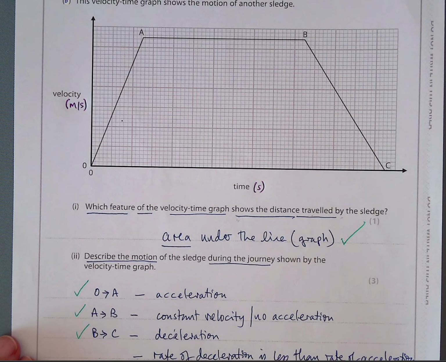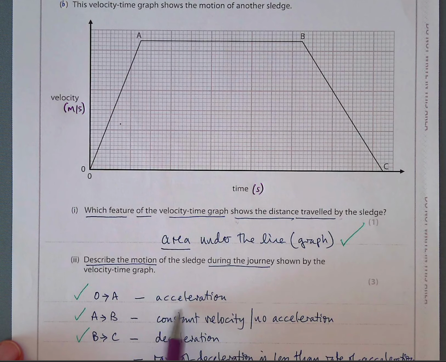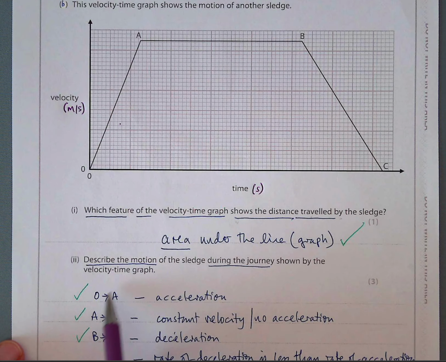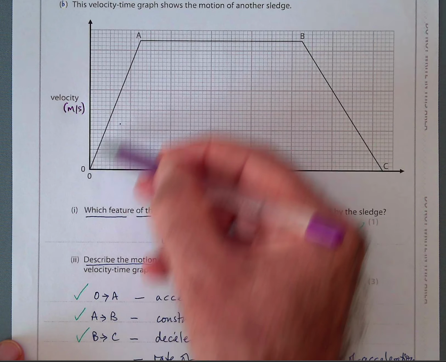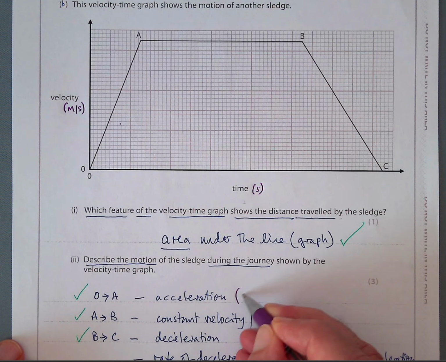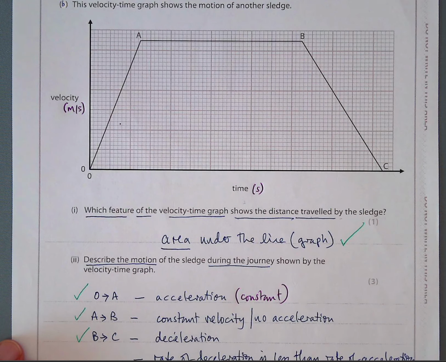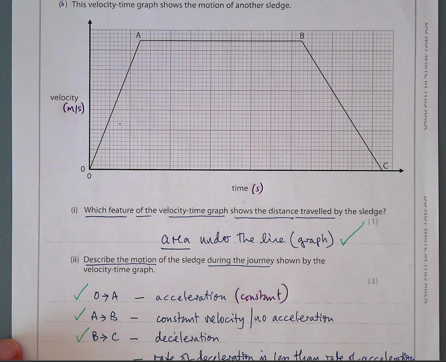Okay. Then from O to A, it's accelerating. They want you to describe the motion of the sledge during the journey shown by the velocity diagram. They want you to be clear. From O to A, it's accelerating at a constant rate. Yes? So it's a constant acceleration because the steepness doesn't change. It's a constant acceleration. So always try to add some more.